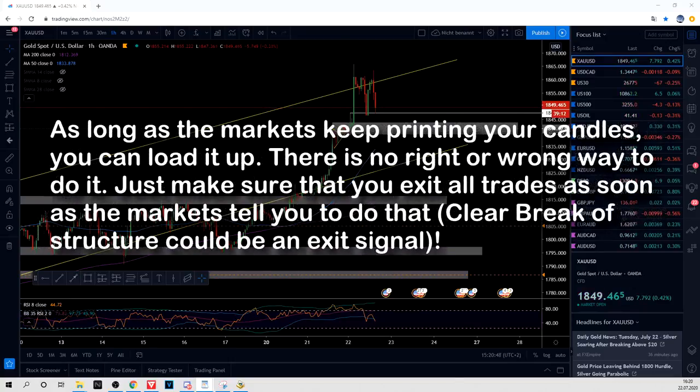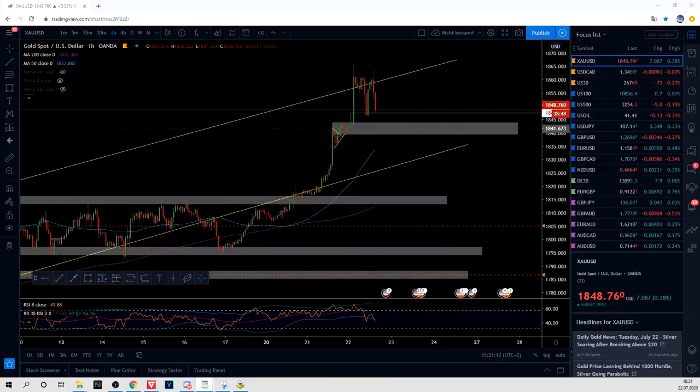As long as the market keeps printing your candles, you can load it up. There is no right or wrong way to do it. Just make sure that you exit all trades as soon as the market tells you to. When you get a clear break of structure, that could be an exit signal. Or if you get a candlestick confirmation, like a candlestick pattern that shows you the sellers are getting control of the market, then you can secure your profits. There are two other ways to load the position size up.